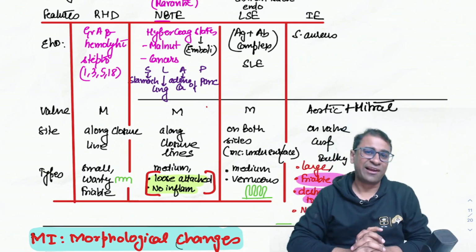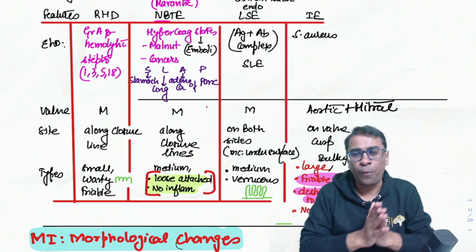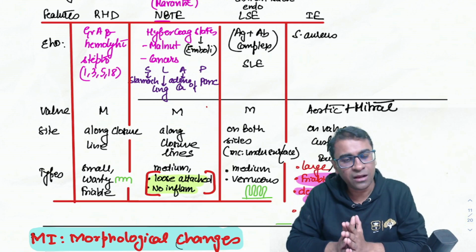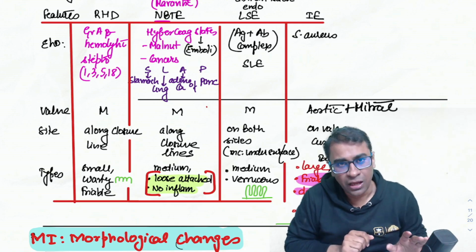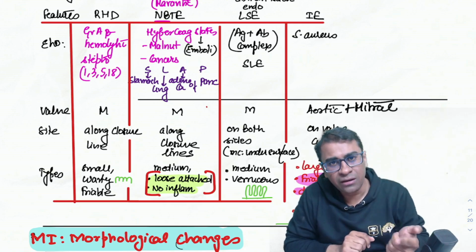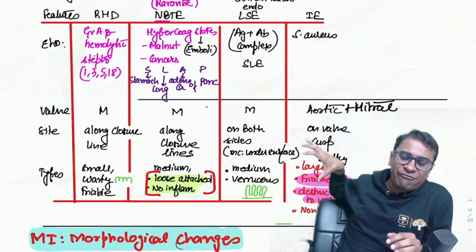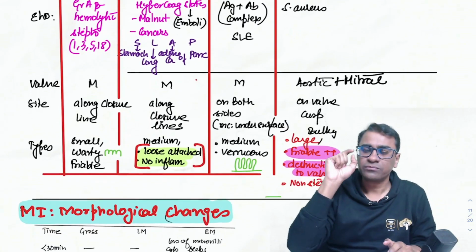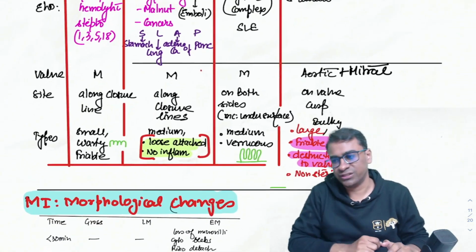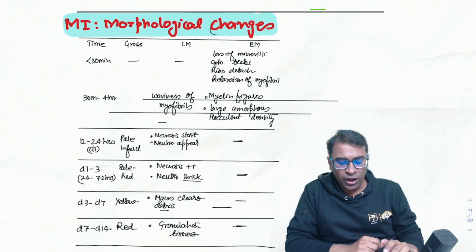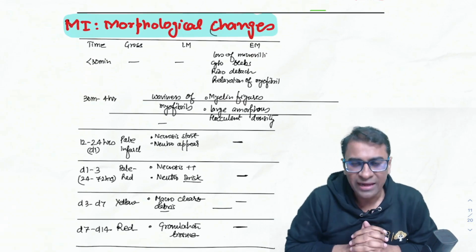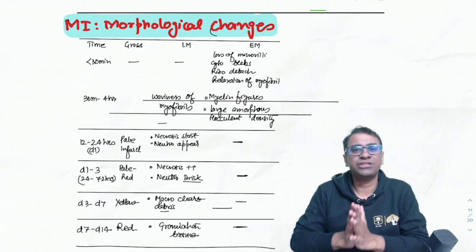So what is sterilization? If the vegetations grow on culture media, they are non-sterile. But if they do not grow on culture media, they are sterile. So all of the first three are sterile, but only infective endocarditis has non-sterile vegetations. Okay? We now move to the morphological changes in myocardial infarction.